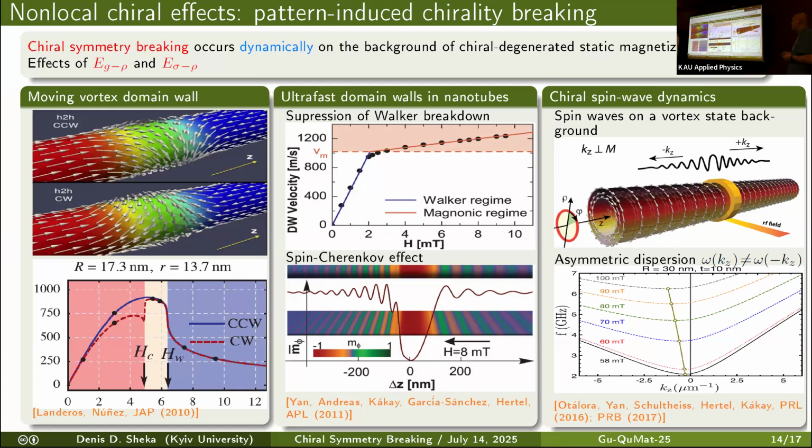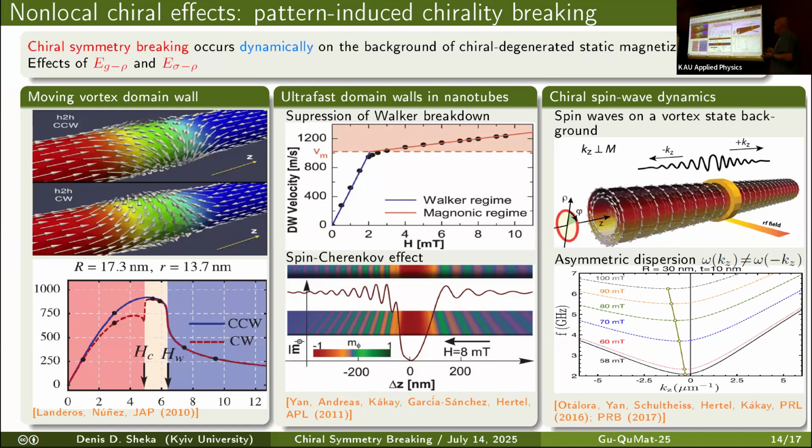So all of them are connected to the pattern-induced chirality breaking, and all of these effects are described by the interaction between the geometrical and tangential charge, or surface and tangential charges. And also, one more effect in the nanotube is the reciprocal motion of the spin waves.